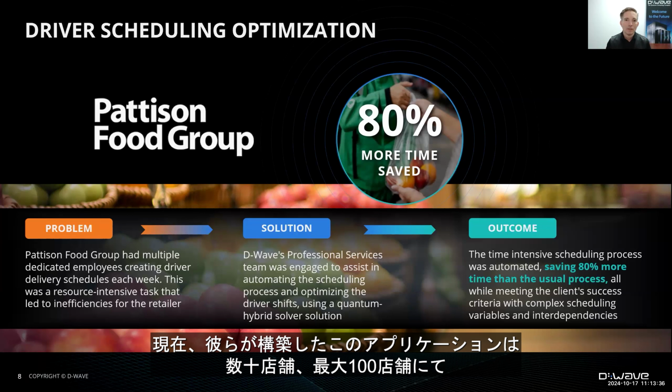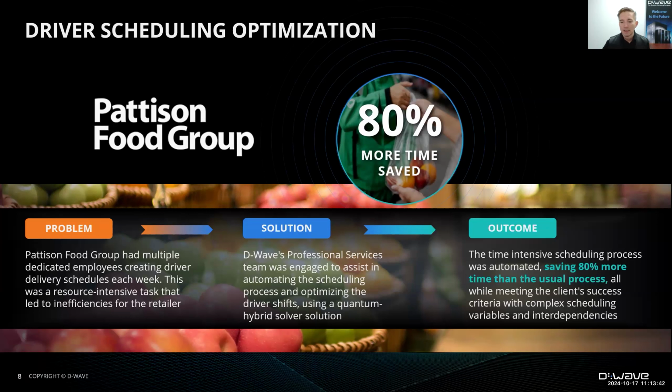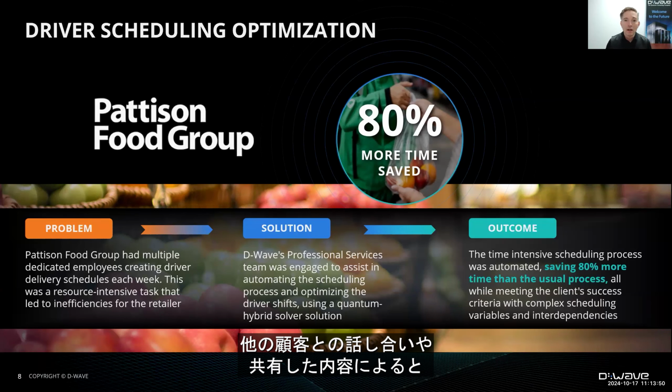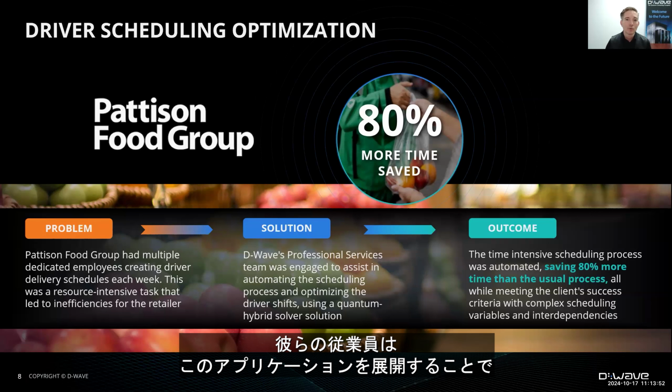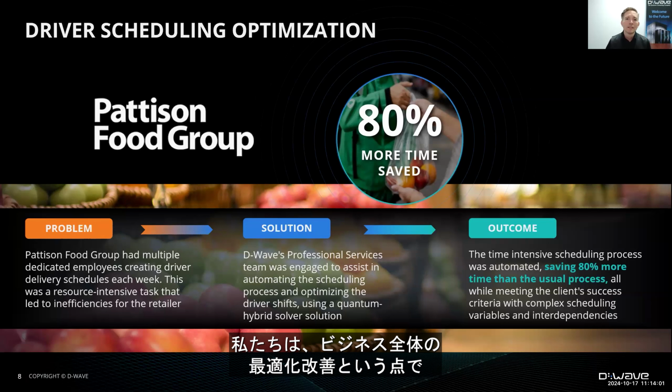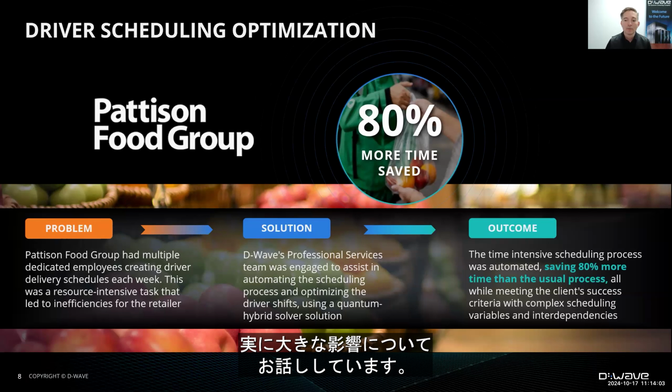That application they've now built, it's operating across dozens of stores, I think up to 100 stores now. And Lindsay Dukowski came and presented at our Qubits user group conference, sharing with our other customers that their workforce is expecting to save 50,000 hours annually with that application as they're rolling it out. So we're talking about really significant impacts in terms of optimization improvement across businesses.